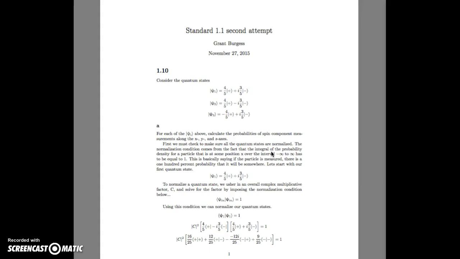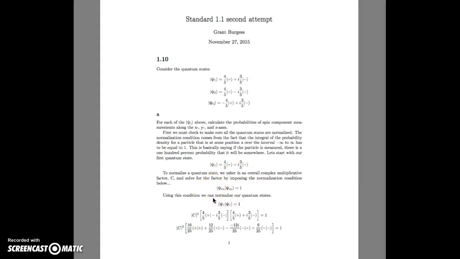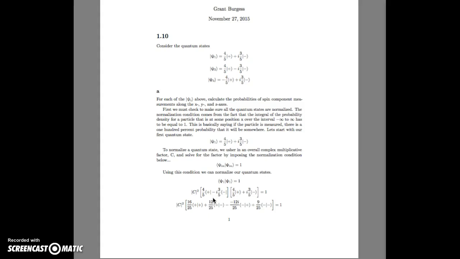To normalize a quantum state, we usher in an overall complex multiplicative factor that we'll call C, and we solve for the factor by imposing the normalization condition below, which is right here. So we're just changing our quantum state. This is a ket right now, and we take the complex conjugate of this to get a bra, and we take the inner product of both of those and set equal to 1. Using this condition, we can normalize our quantum states.